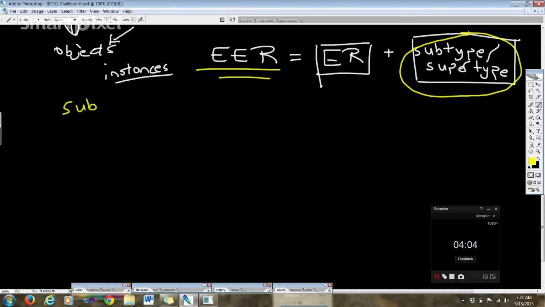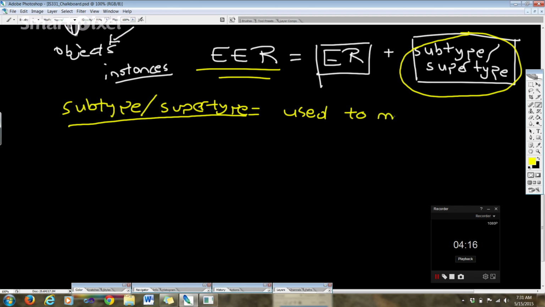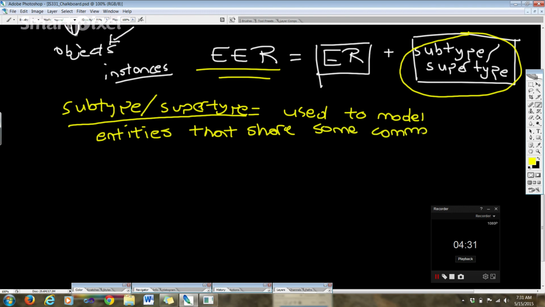Now, subtype or supertype, well, this is used to model entities that share some common properties.